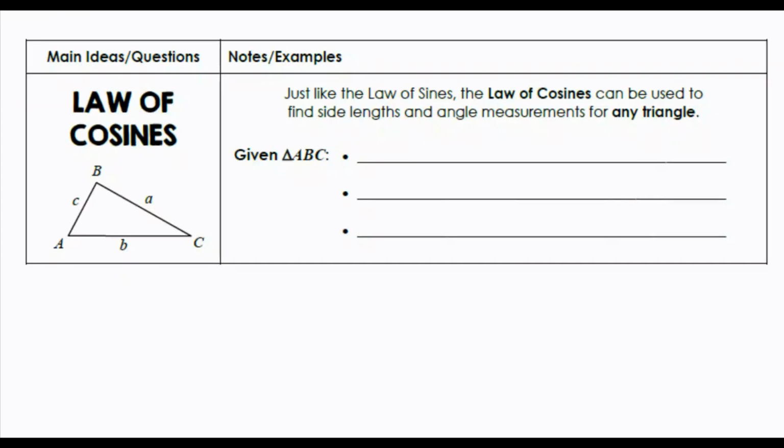Just like the law of sines, the law of cosines can be used to find side lengths and angle measurements for any triangle. We'll typically use the law of cosines when we're given three sides and we're trying to find an angle, or two sides and one angle and we're trying to find the missing side.